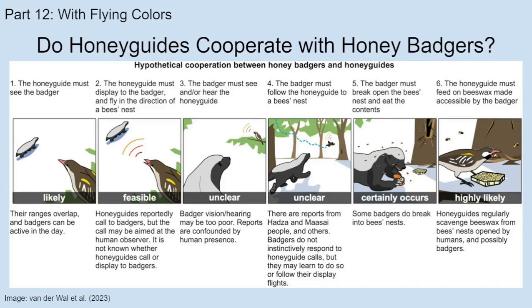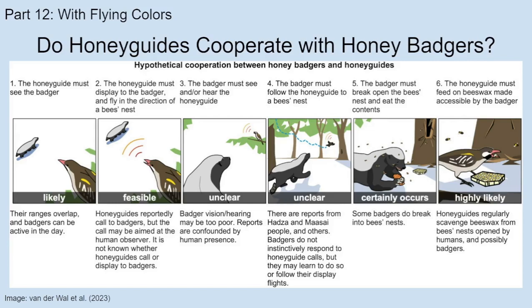We know for a fact that honey guides will do this behavior with humans. And so if humans are present, it's possible that the honey guide is trying to get the attention of the human observers and not the honey badgers. So it's at least feasible that honey guides can do this, but we don't know for sure if they actually do. And then the honey badger must be able to actually see or hear the honey guide to be able to react to it.